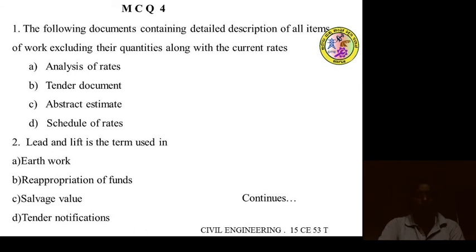First one, the following document containing detailed specification of all the items of work excluding their quantities along with the current rate. A. Analysis of rates. B. Tender document. C. Abstract estimate. D. Schedule of rates.